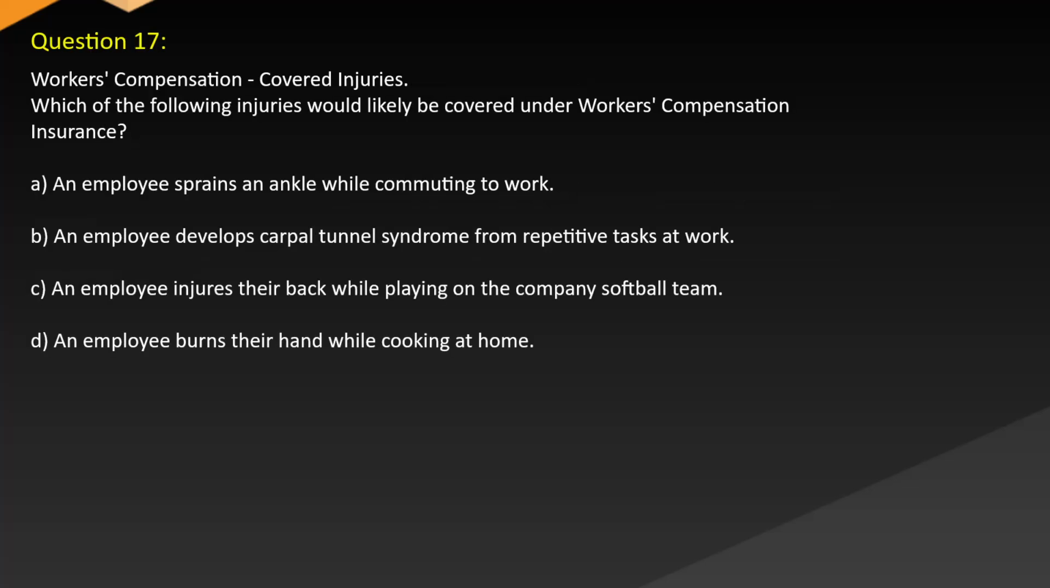Question 17. Workers' compensation. Covered injuries. Which of the following injuries would likely be covered under workers' compensation insurance? A. An employee sprains an ankle while commuting to work. B. An employee develops carpal tunnel syndrome from repetitive tasks at work. C. An employee injures their back while playing on the company's softball team. D. An employee burns their hand while cooking at home.